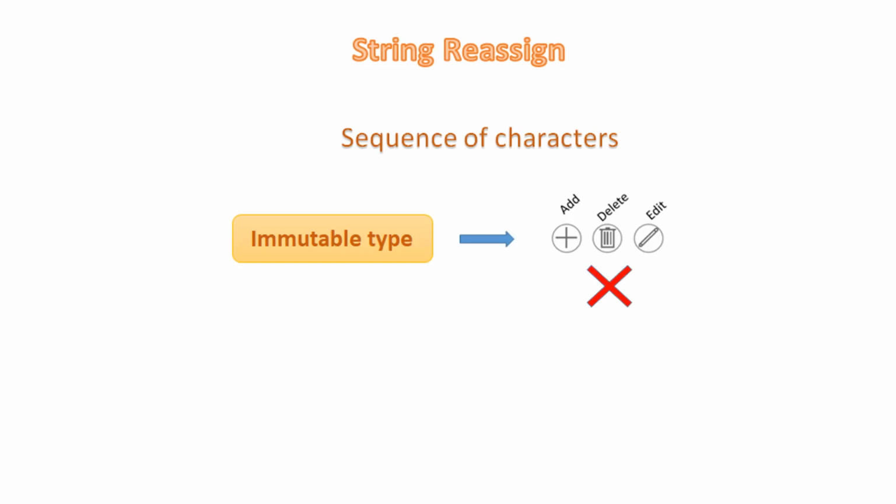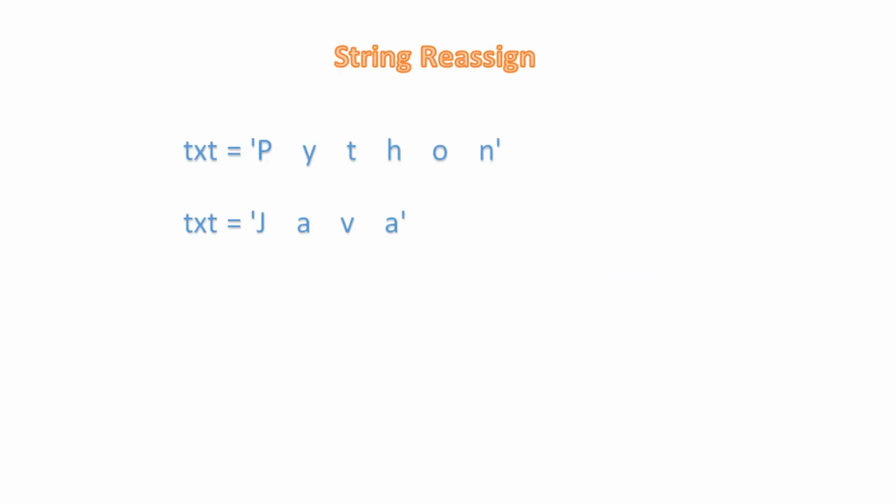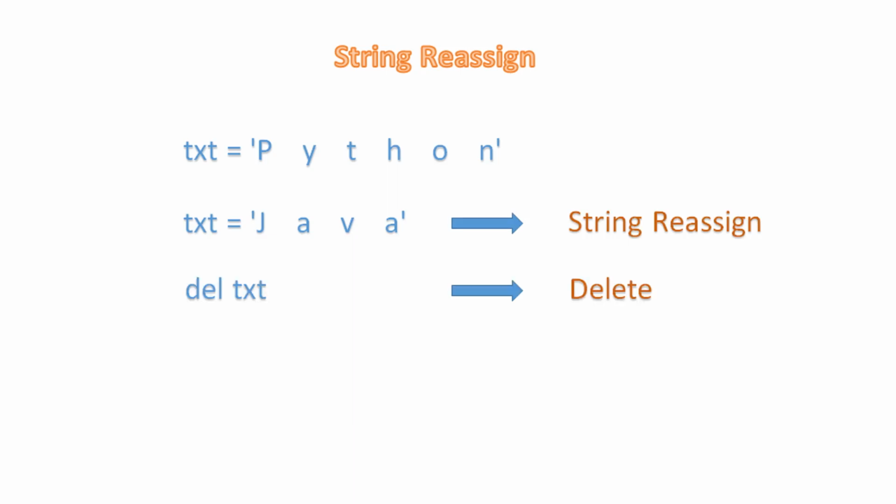String reassign. As we know that string is a sequence of characters and string is immutable type, so we cannot add, delete or edit characters in string. But we can simply reassign different strings to the same name. Here first I assign the string Python to the variable txt. And in second line I am reassigning Java to txt. I am not updating the string, but I am just reassigning a different string to the same variable. We can also delete the string entirely using the keyword del.